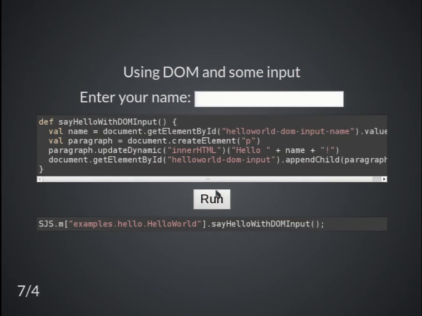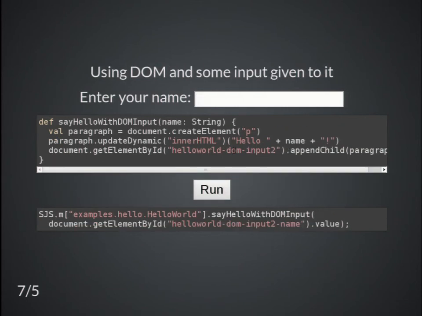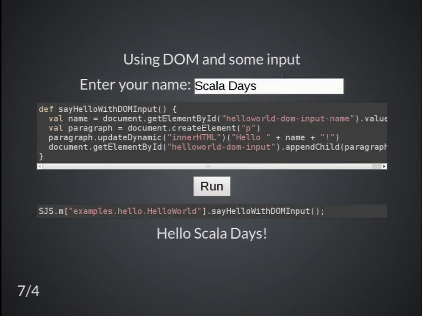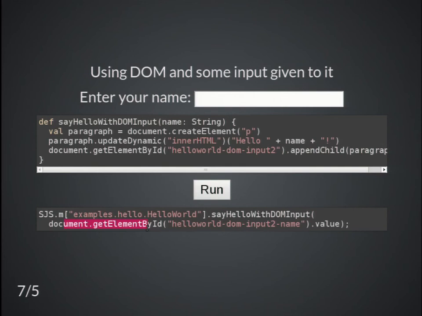Well, another one with some input. Okay. So you see that using get element by ID, fetching the value, etc. Same thing. I won't expand more. Another one which is slightly different. The previous one was fetching the value inside the Scala.js code. The next one fetches the value in the JavaScript code that is calling it, and so it gives an actual parameter to the Scala.js code.